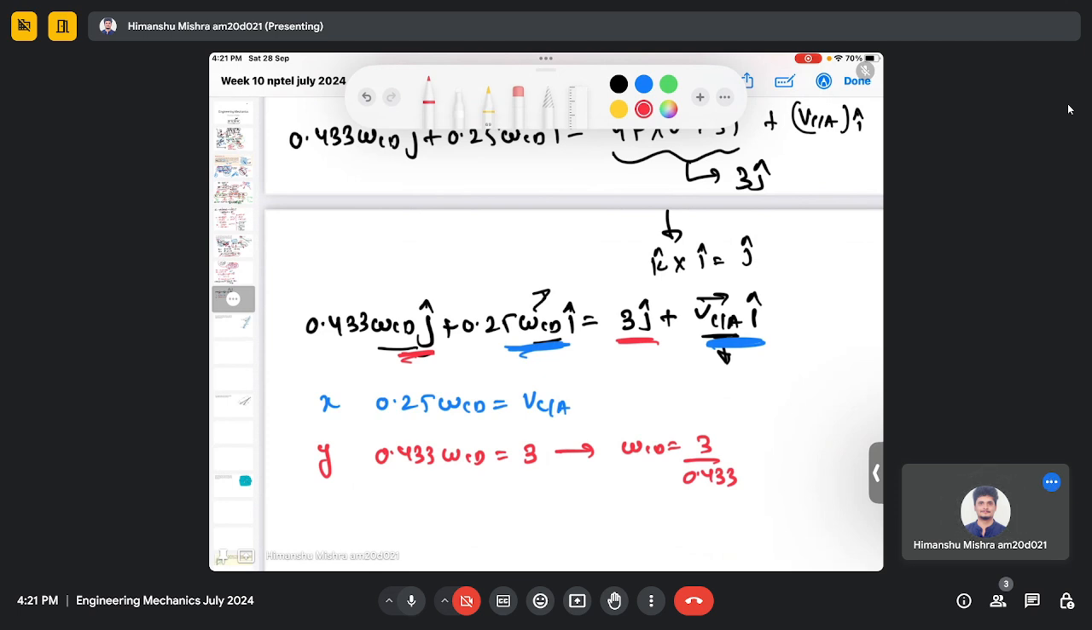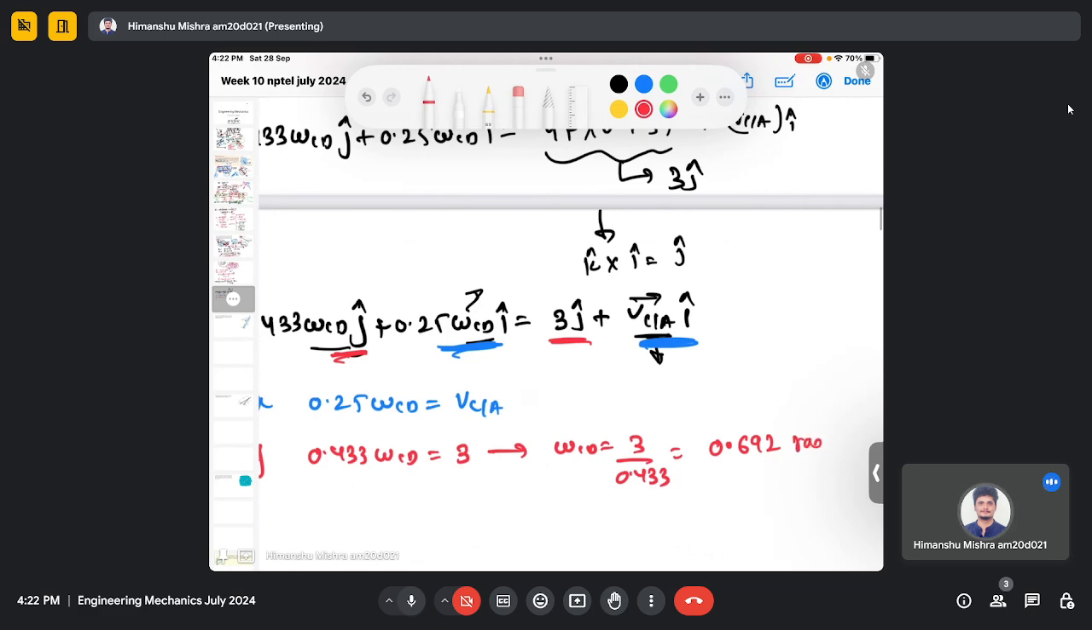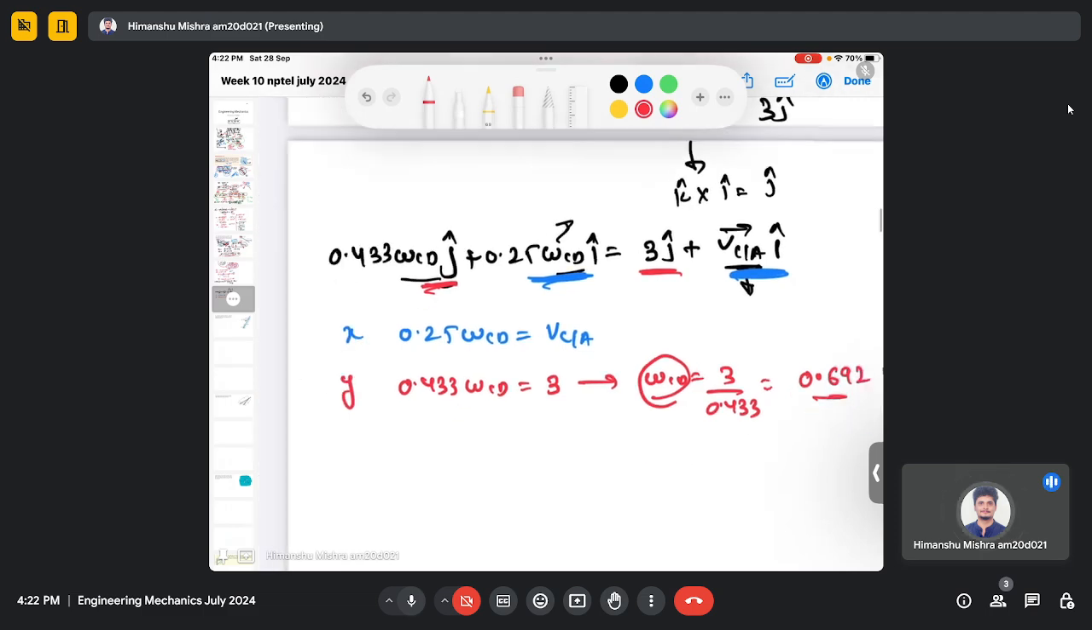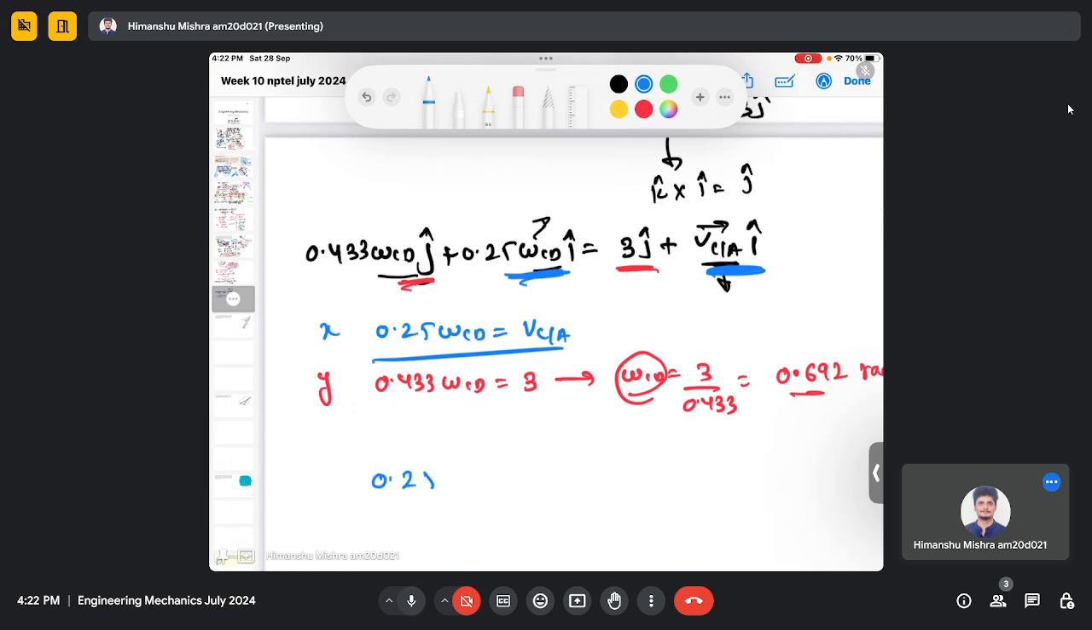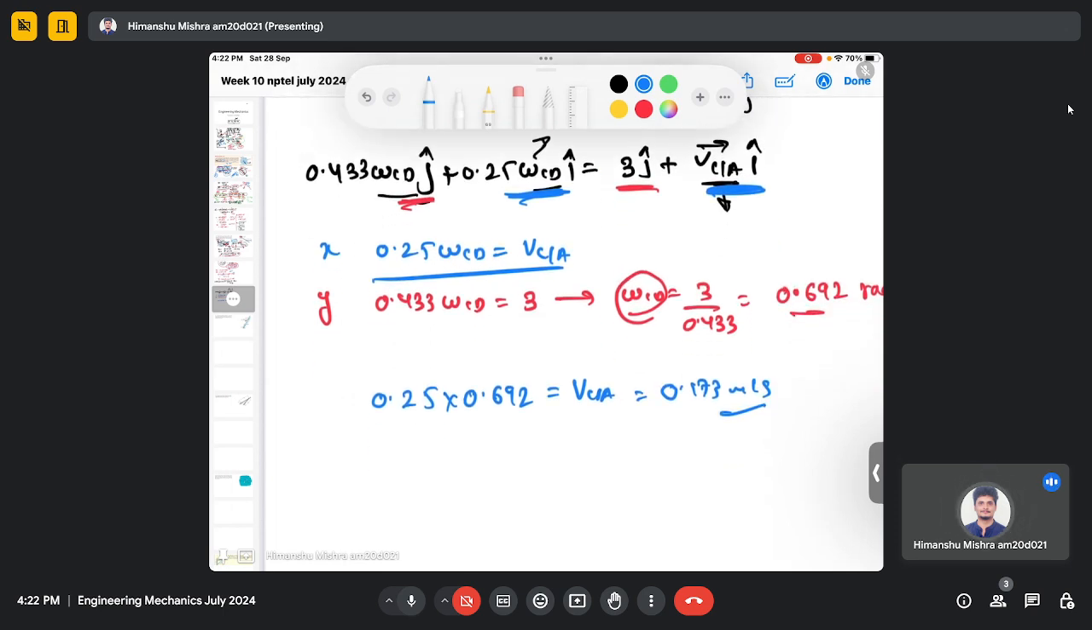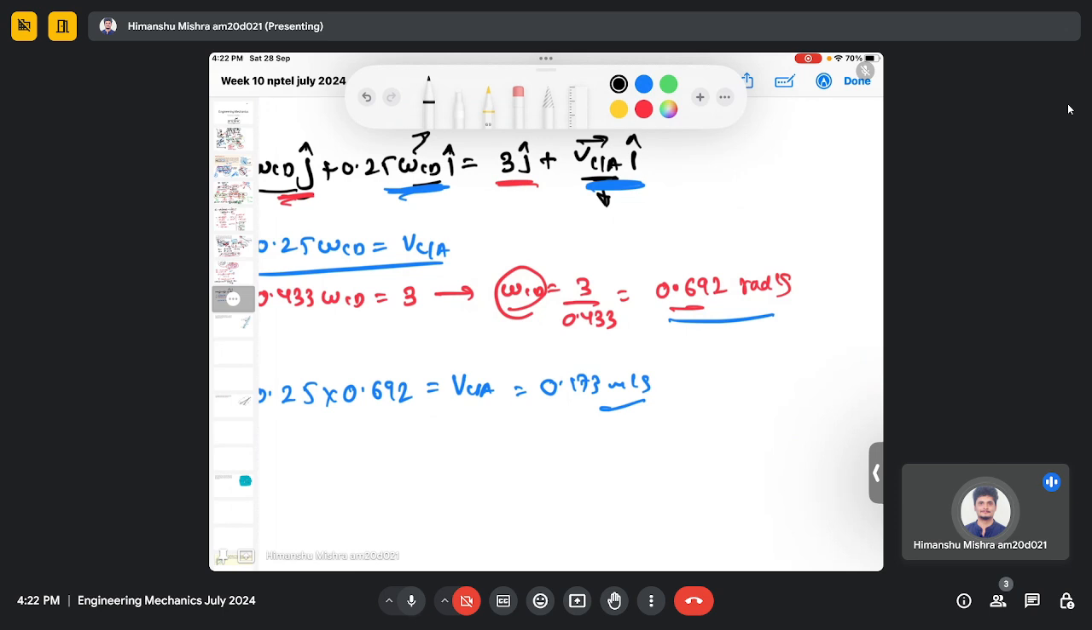0.433. So this will give you 0.692 rad per second. So this is our angular velocity of our CD, which is 0.692. And then from the first expression here, 0.25 omega CD, which is 0.692, equals velocity of point C with respect to A, which is 0.173 meter per second. So this is the relative velocity of point C with respect to A, and this is the angular velocity CD.